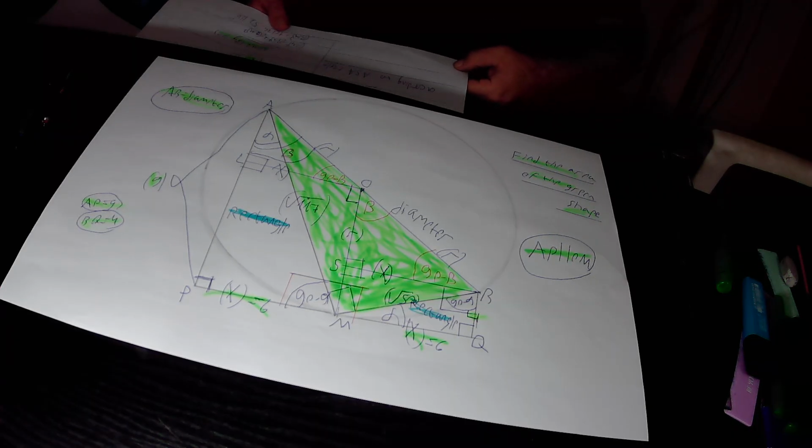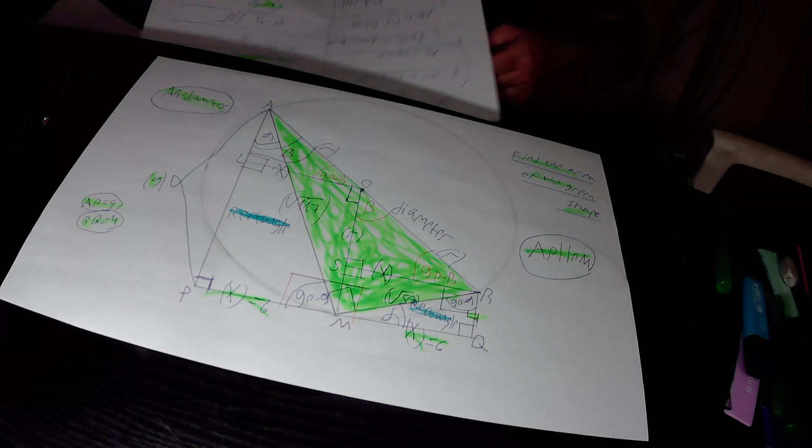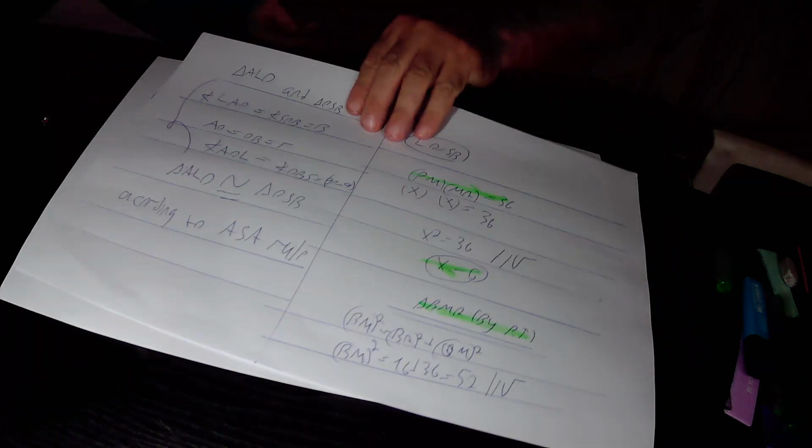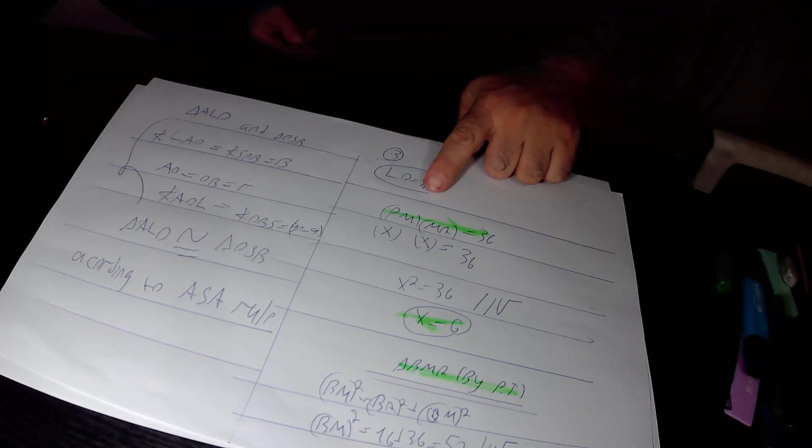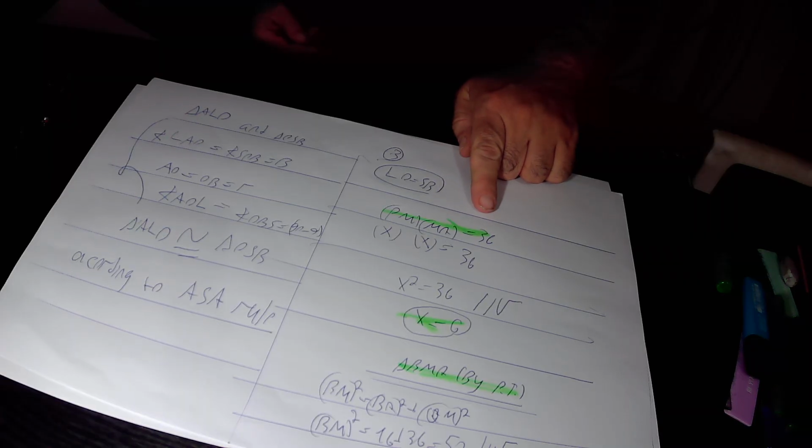We already found out that PM times MQ equals 36.